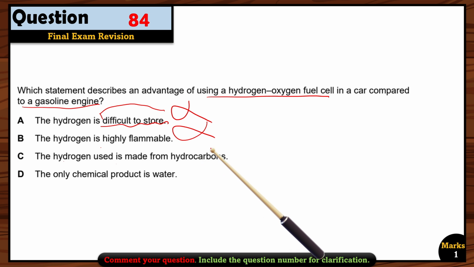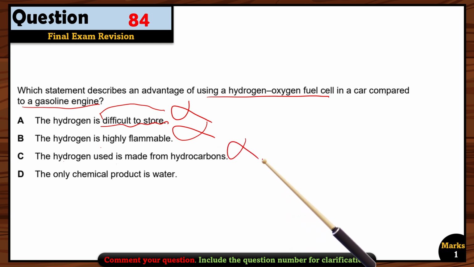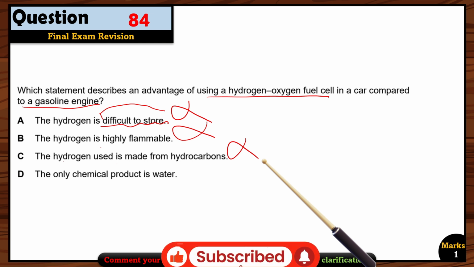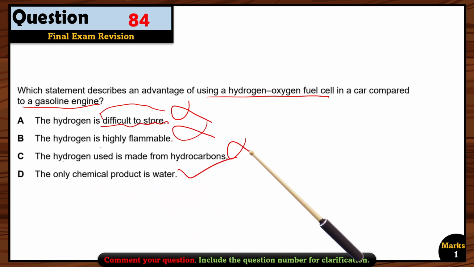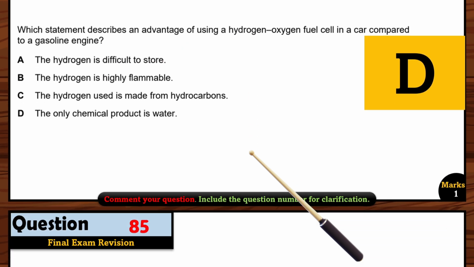Hydrogen is made from hydrocarbons. That's wrong. Usually we get hydrogen from electrolysis, or from some other compounds, but not only from hydrocarbons. The only chemical product is water. Yes, that's the right option. That is the advantage actually, that no harmful gases are produced. So we are not getting any harmful gases. So option D is the right option.